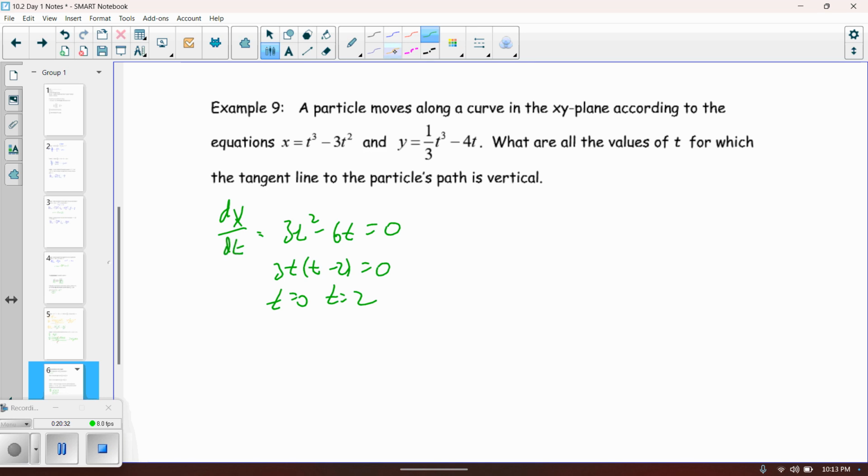One way or the other, we need to find dy over dt. So let's do that. dy over dt is going to be t squared minus 4. So now you can either set this equal to 0 and figure out where the overlap is, or you can just plug in 0 and 2 into that, and if one of them gives you 0, then you know you've got a problem. And hopefully you can see that by plugging in 0, you would get negative 4 for dy over dt. If you plug in 2, you would get 0, and that's a problem. So 2 cannot work. t equals 0 is the only solution where the path of the particle would be vertical.